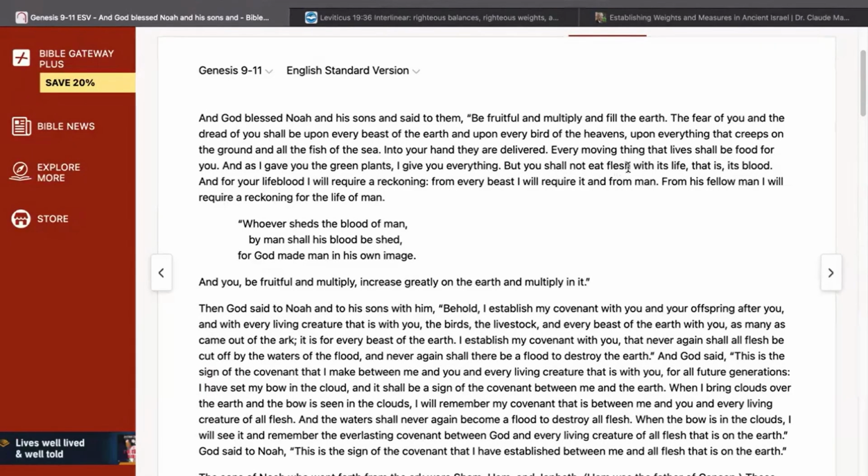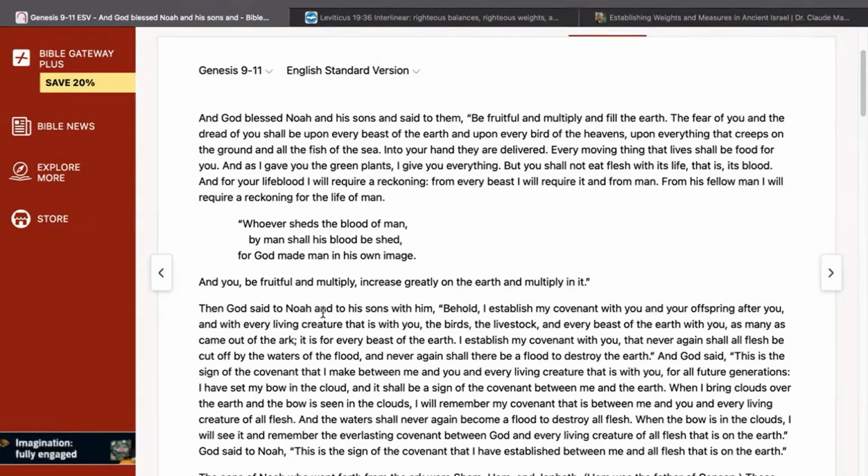But you shall not eat flesh with its life, that is, its blood. And for your lifeblood, I will require a reckoning. From every beast I will require it, and from man. From his fellow man, I will require a reckoning for the life of man. Whoever sheds the blood of man, by man shall his blood be shed, for God made man in his own image. And you, be fruitful and multiply, increase greatly on the earth and multiply in it.